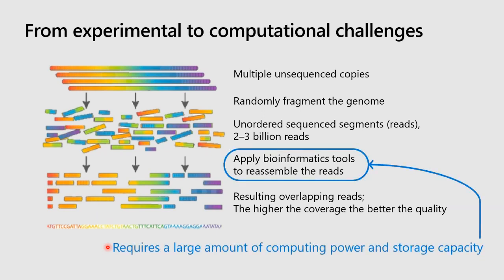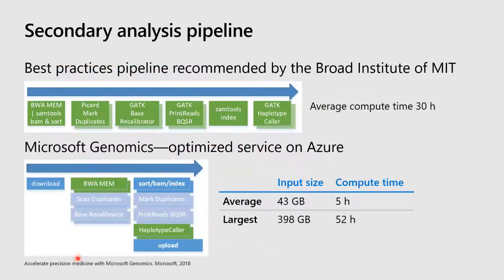But the problem is that in order to do this, it requires a huge amount of computing power and storage capacity. This process in bioinformatics is commonly referred to as secondary analysis, and it's ultimately taking unstructured genomic data and adding some level of structure and understanding to that, to be able to identify what may be happening in an individual sample.